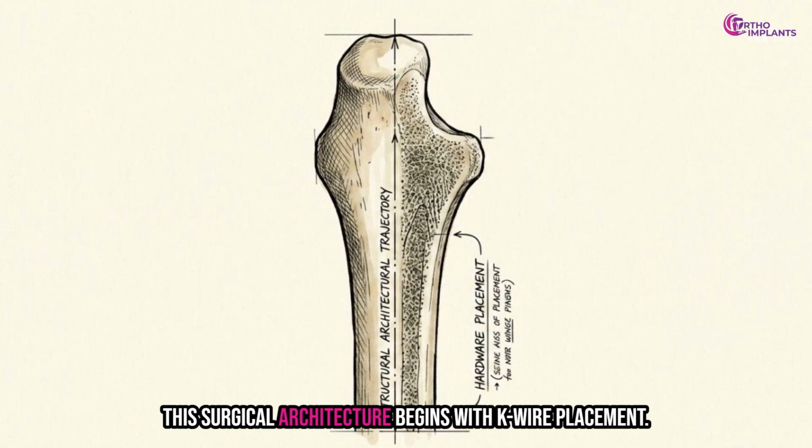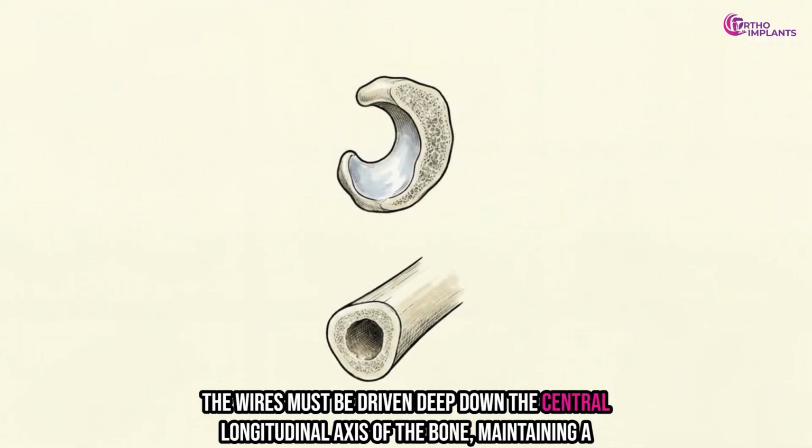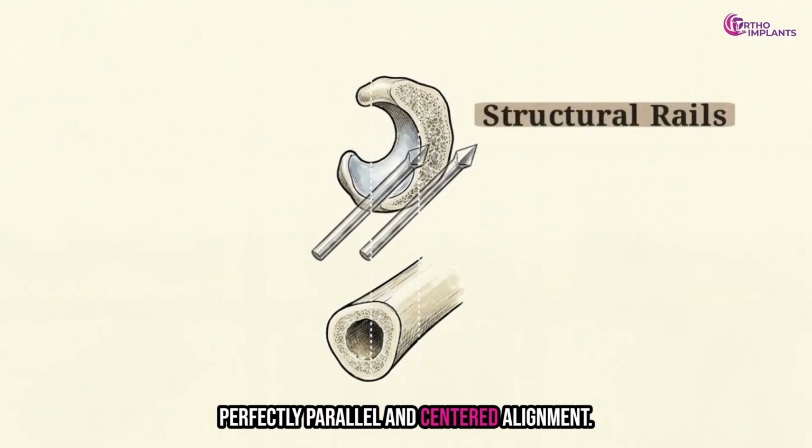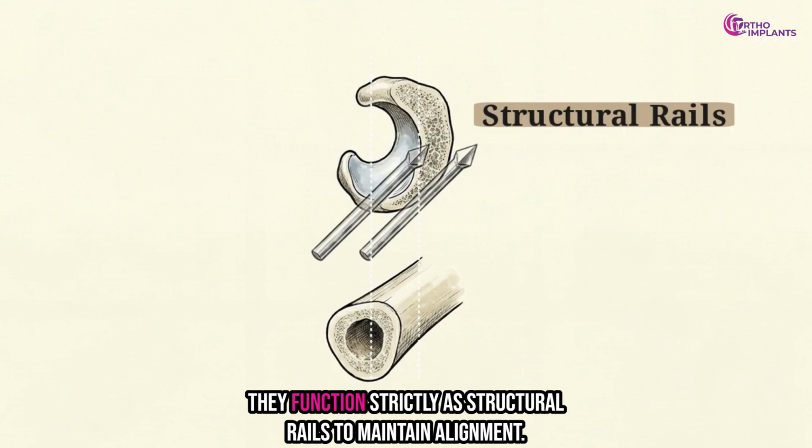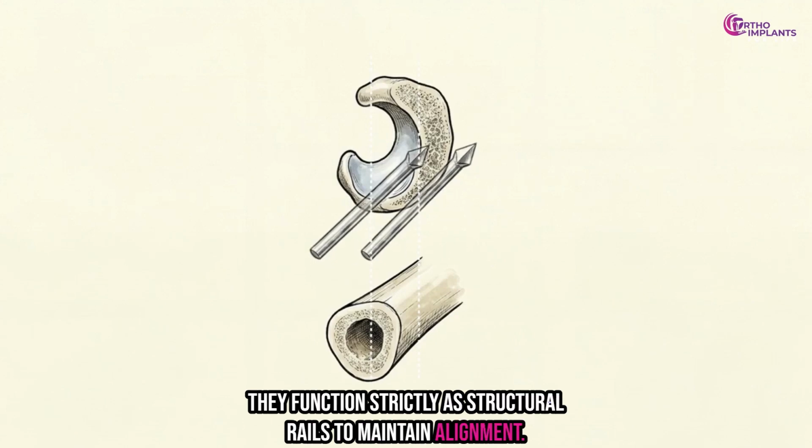This surgical architecture begins with K-wire placement. The wires must be driven deep down the central longitudinal axis of the bone, maintaining a perfectly parallel and centered alignment. K-wires provide no compression. They function strictly as structural rails to maintain alignment.